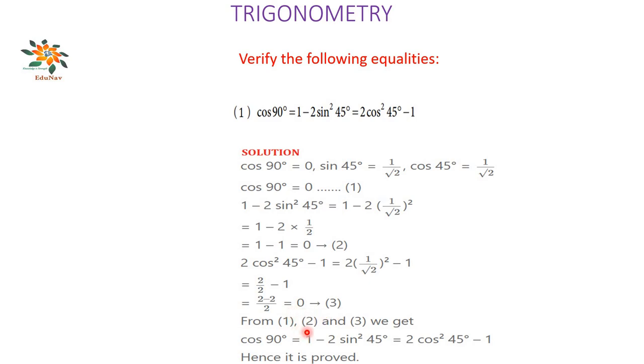From step number 1, 2 and 3, we note that all these values are one and the same. All the values are equal to 0. Are you observing that? Okay. Therefore, we can conclude that cos 90 degree equals 1 minus 2 sin square 45 degrees, that is equal to 2 cos square 45 degree minus 1. Hence, the sum is proved.